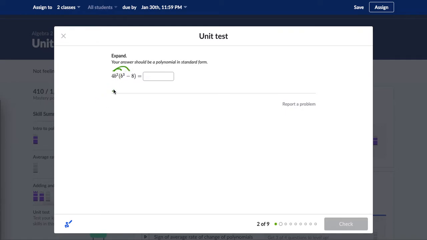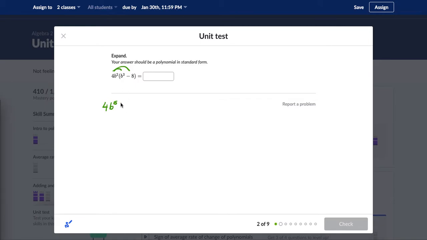So what we have here is 4b squared times b cubed. Well, the coefficient here is 1, so that's 4, right? And then b squared times b cubed. Well, to multiply two variables that are the same variable, same base, and different exponents, what you do is you add the exponents. So that's going to be 4b to the power of 5, right?